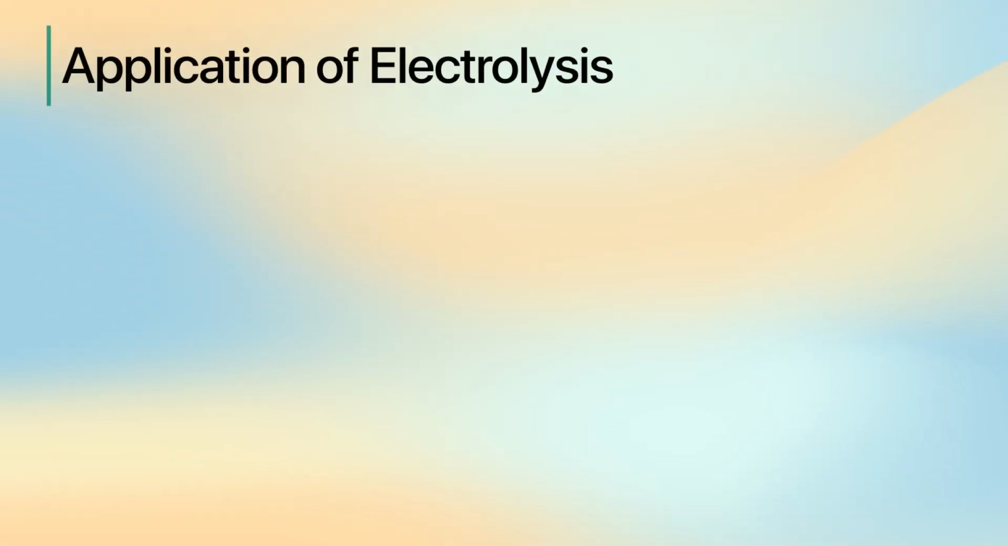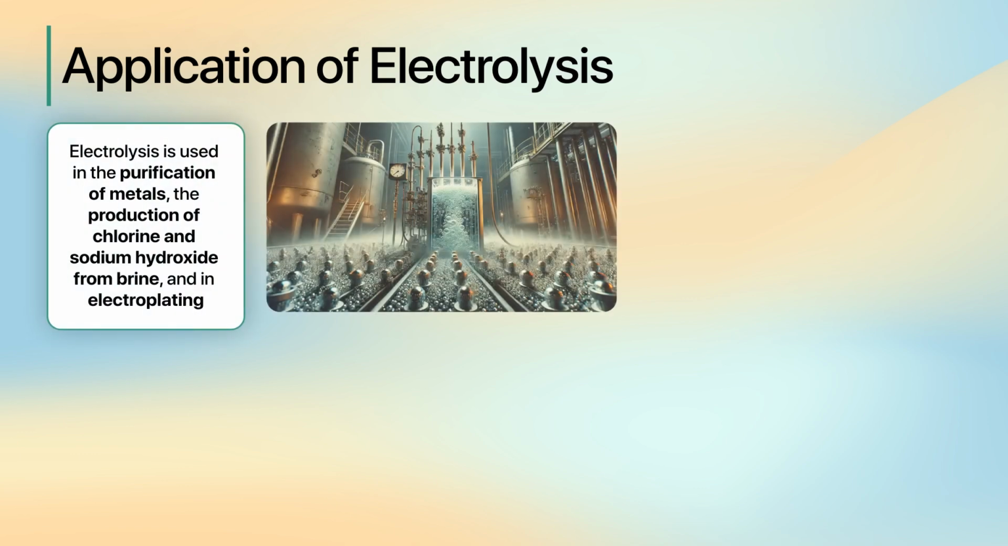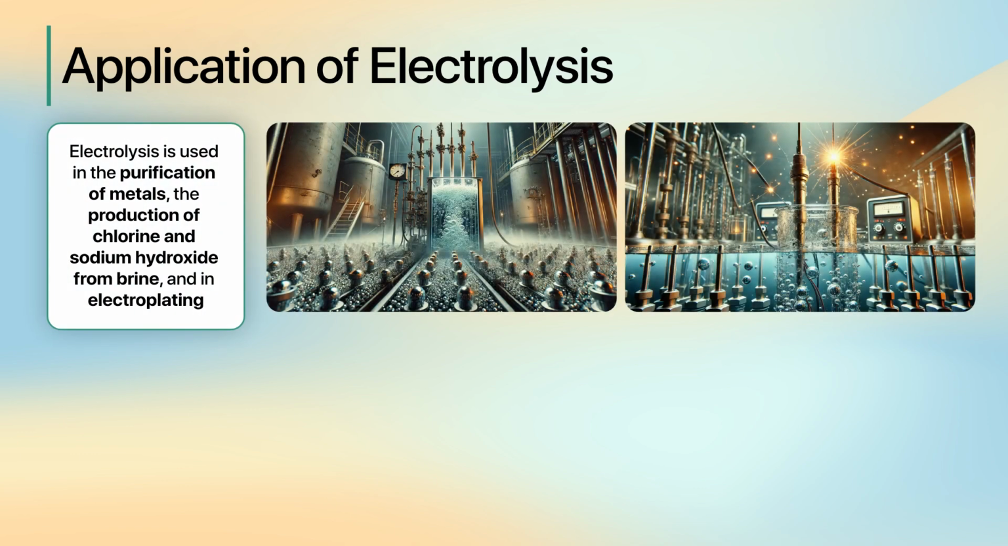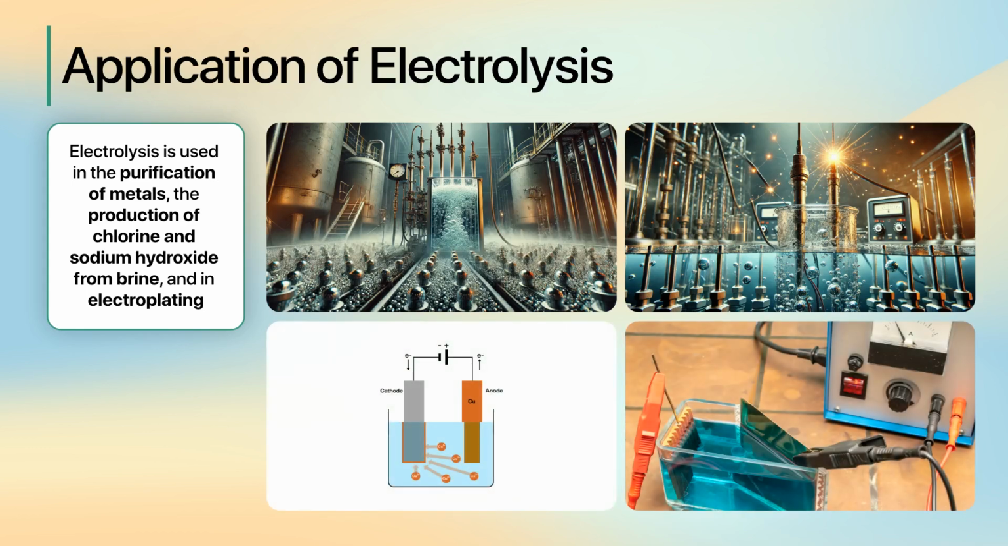Electrolysis has vast practical applications that impact our daily lives. It is used in the purification of metals, the production of chlorine and sodium hydroxide from brine, and in electroplating, where a thin layer of a desired metal is coated onto another material. By exploring electrolysis, we deepen our comprehension of how electrical energy can drive chemical changes, enabling advancements in various fields such as energy storage, material science, environmental technology, and more.